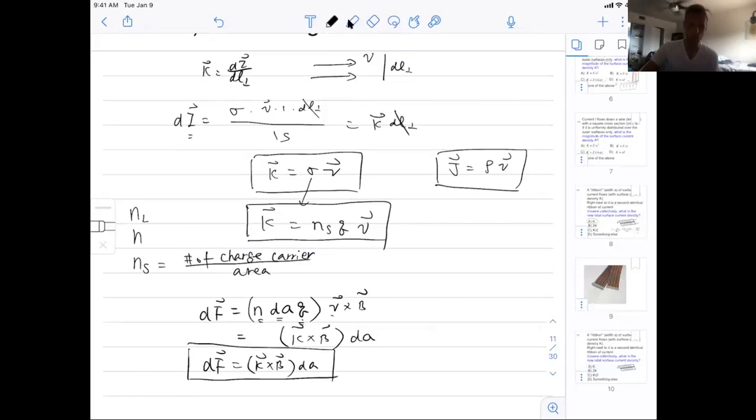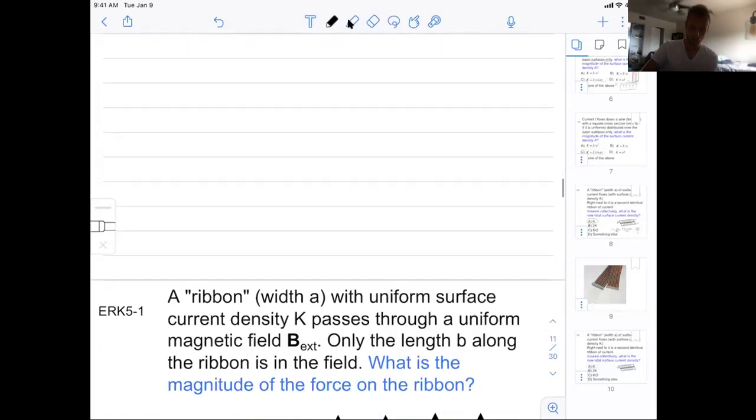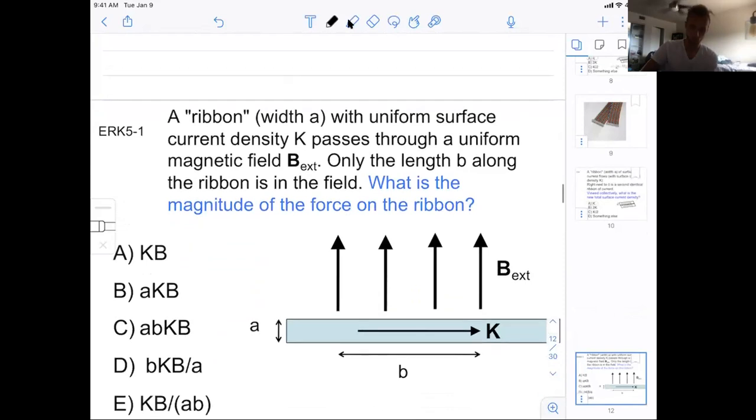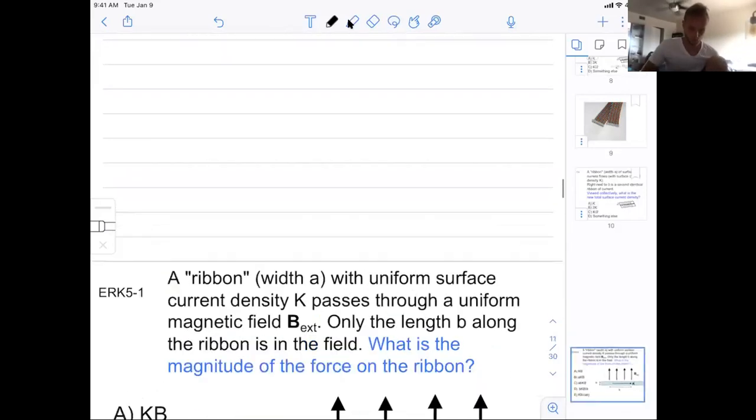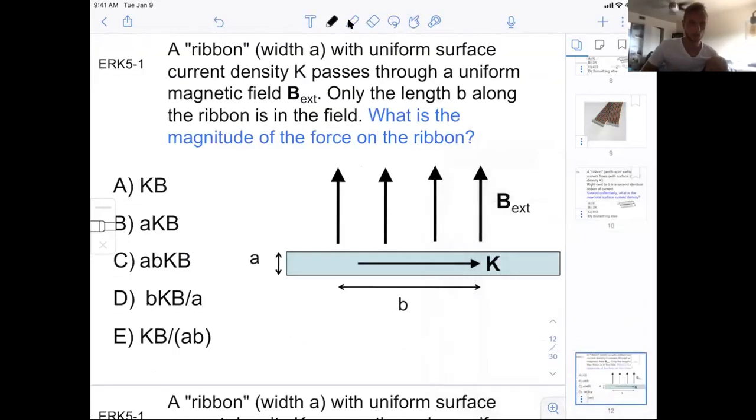Okay, so using that, we are now ready to calculate what is the force acting on the surface current wire. So here we have a ribbon wire. We have a surface current density K flowing through a width a. And you put this wire under an external B field that's pointing upward. So now, of course, we know that the direction of the force is given by the cross product between K and B. So how do we calculate the magnitude? So I'm going to write the equation here. dF is K cross B times dA, area.